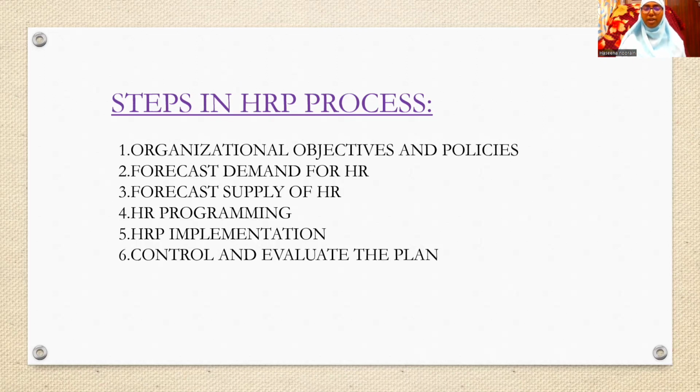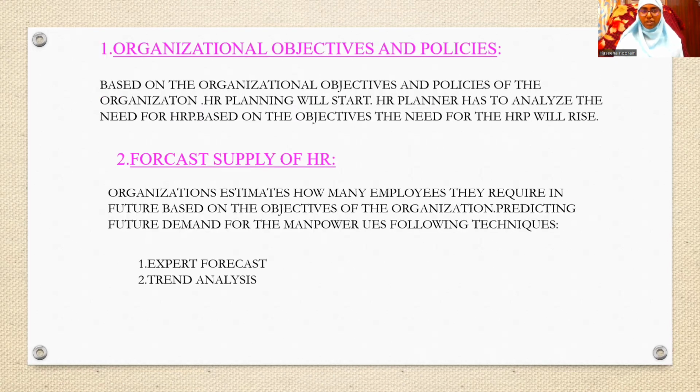And the last one is control and evaluate the plans. After implementation of the plan, it is the responsibility of the human resource manager to keep control of things happening in the department and evaluate whether the plan is perfectly coordinating with the implementation strategies. So this is the human resource planning process, in which organizational objectives and policies are the first step.